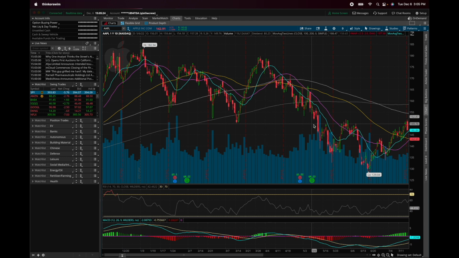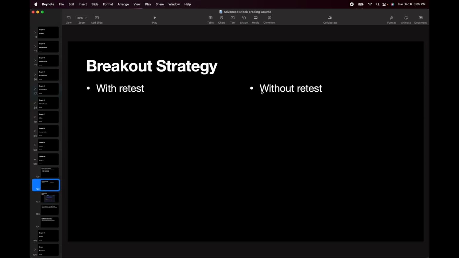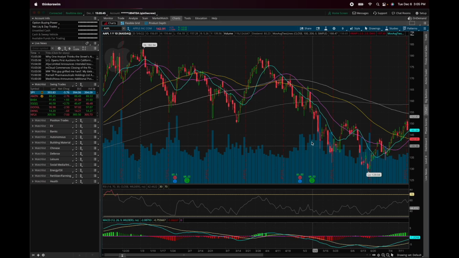So if you're waiting for Apple to enter a short position, then you're going to find your most recent support, which is 149.85 here in this case, or 150. And when the stock breaks below 150, now you have your cue to start entering the stock. And this is where entering with the retest and without the retest becomes important.